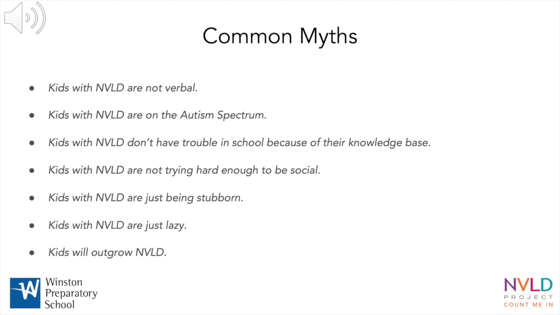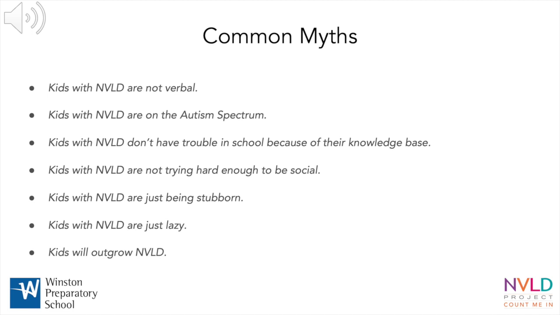Kids with NVLD are just being stubborn. Students with NVLD can be cognitively rigid, which might look like stubbornness. They adhere to a rigid schema because that's what they can do. Being adaptive and flexible is difficult when you can't read a situation or recognize patterns, whether it's working on a math problem or responding to a social interaction.